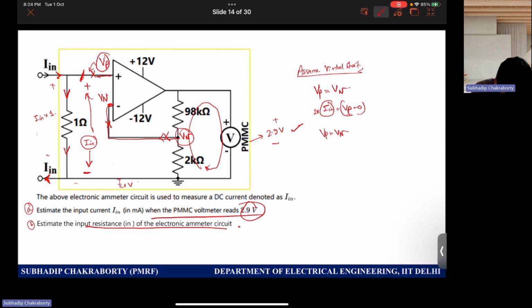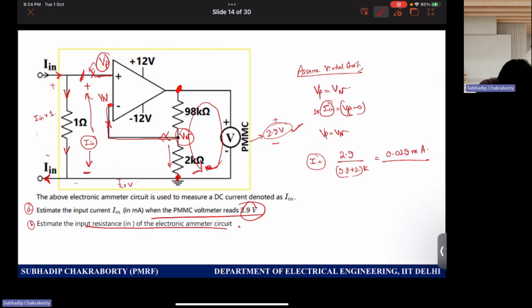So how to calculate? So what is the voltmeter measuring? This voltmeter is measuring this voltage difference. So if I know this is 2.9, so what I can write? 2.9 divided by 98 plus 2 kilo is the current, which is nothing but 0.029 milliamps. So now this is the current. So this multiplied by, so current will be like this, right?